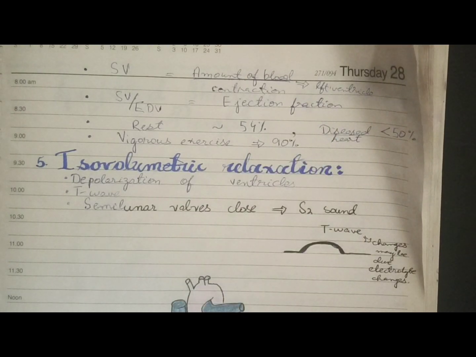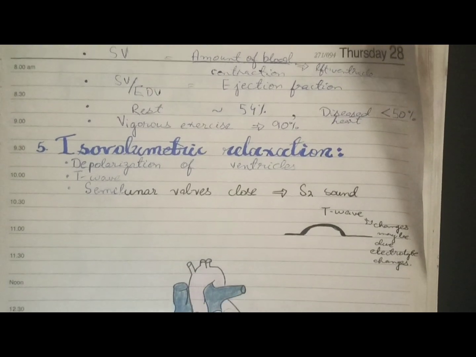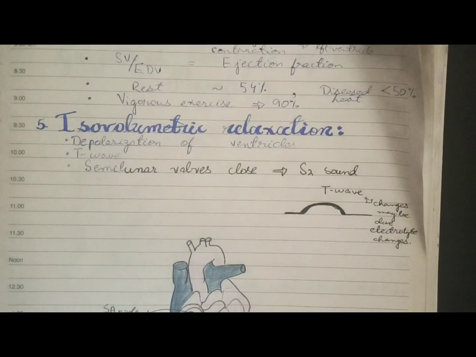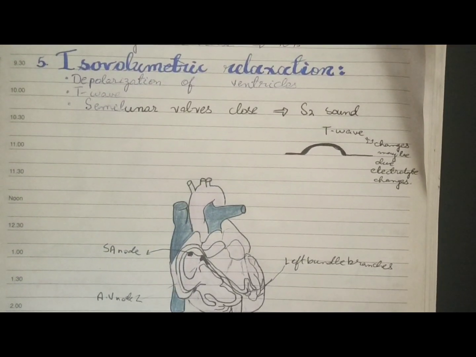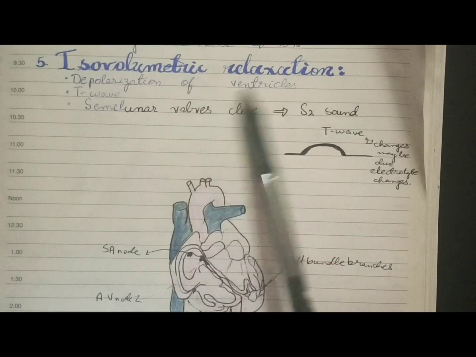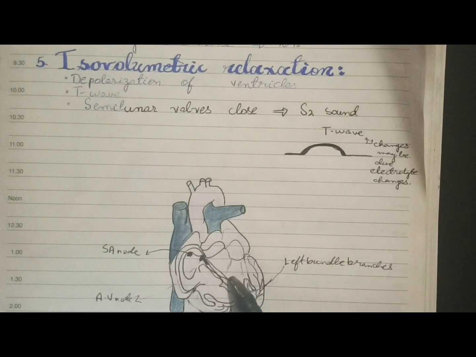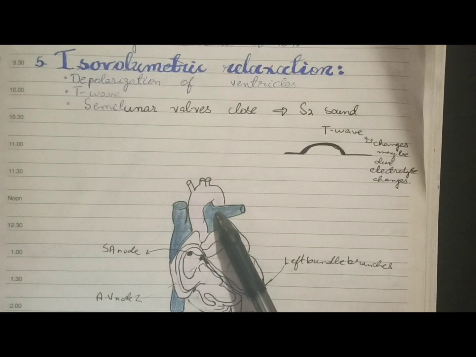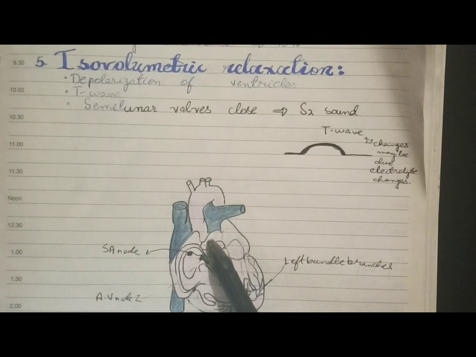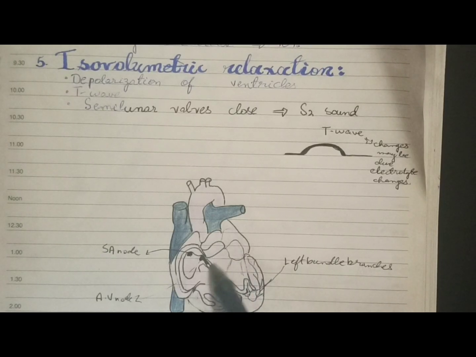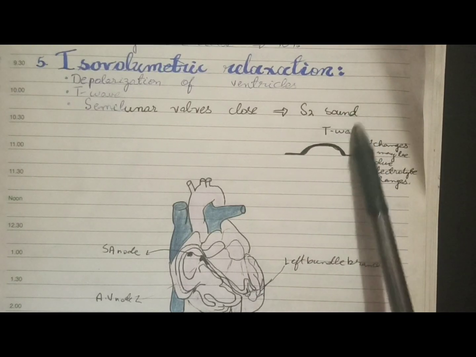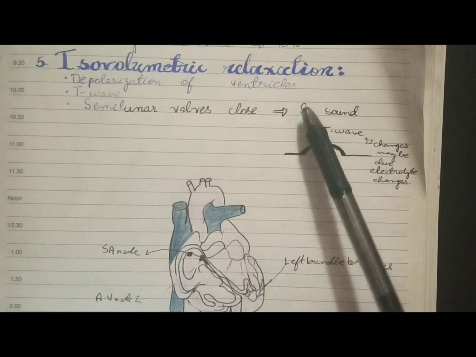Now coming towards the isovolumic relaxation. After the ventricular systole, there is isovolumic relaxation of ventricles. There will be repolarization of ventricles, which will be manifested as the T wave, the third wave of the ECG. Blood will flow from the ventricle to the aorta. When the blood flows from ventricle to the aorta, there will be closure of semilunar valves, due to which a sound will be heard, which is known as the S2 sound.